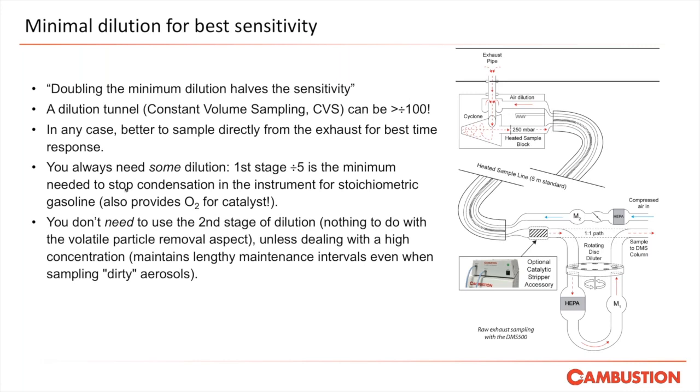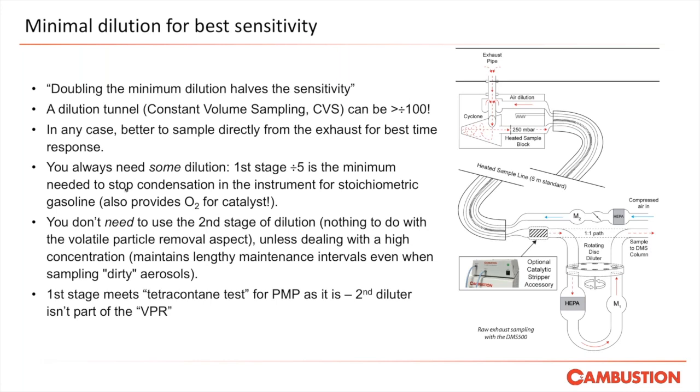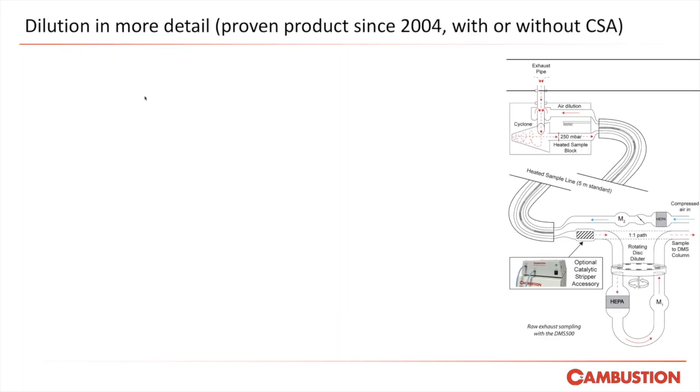You don't need to use that second stage of dilution, though. It's nothing to do with volatile particle removal, unless you're dealing with a very high concentration aerosol, and that's so you can reduce the maintenance intervals. So you need to clean the instrument less often if you put less soot into it. This first stage, including the catalytic stripper, meets the tetracontane test for PMP as it is.